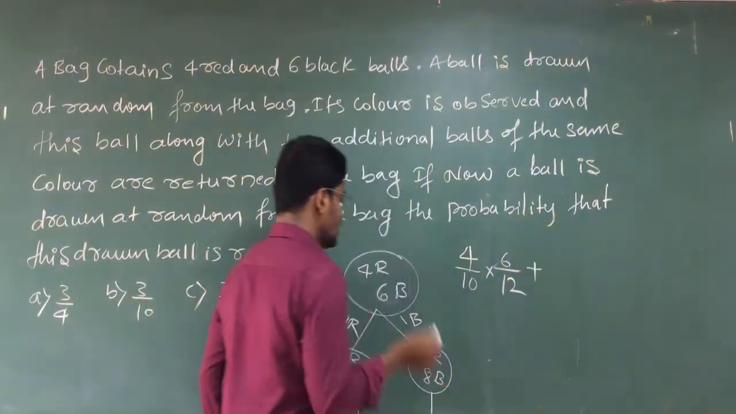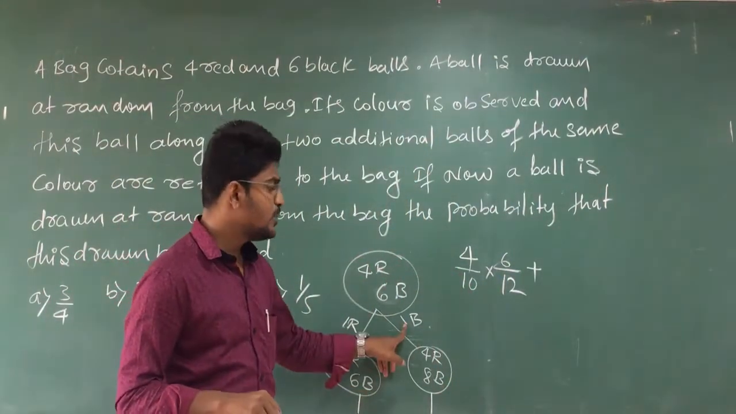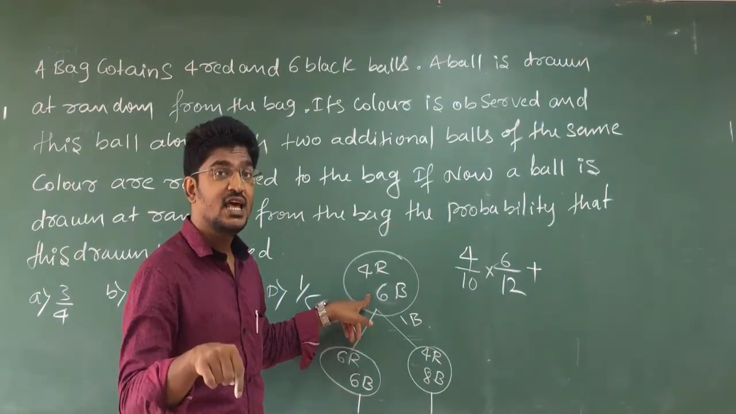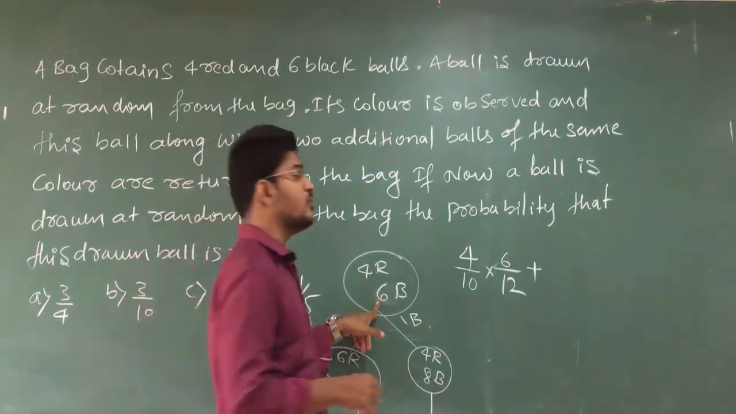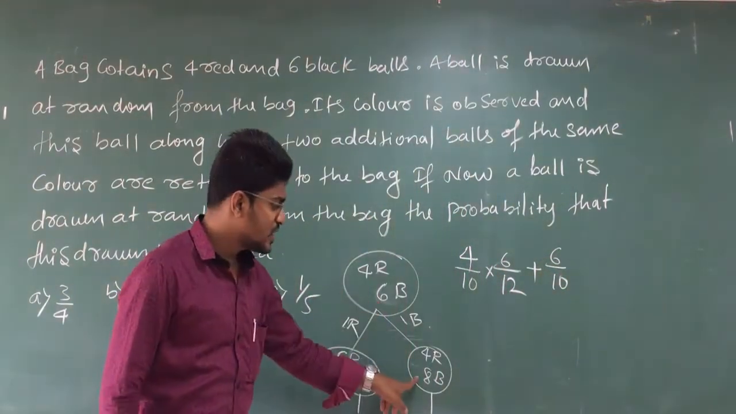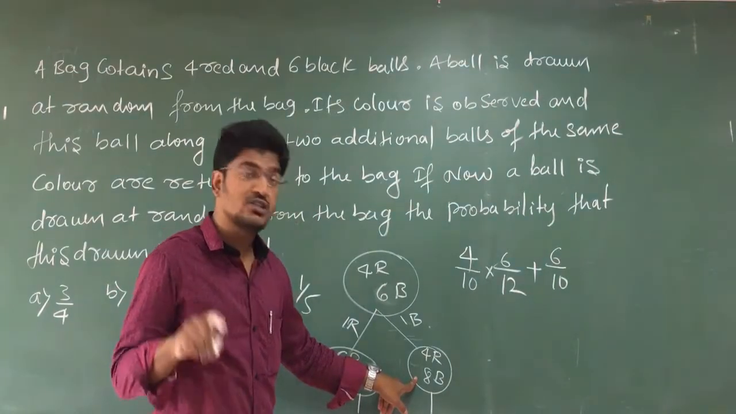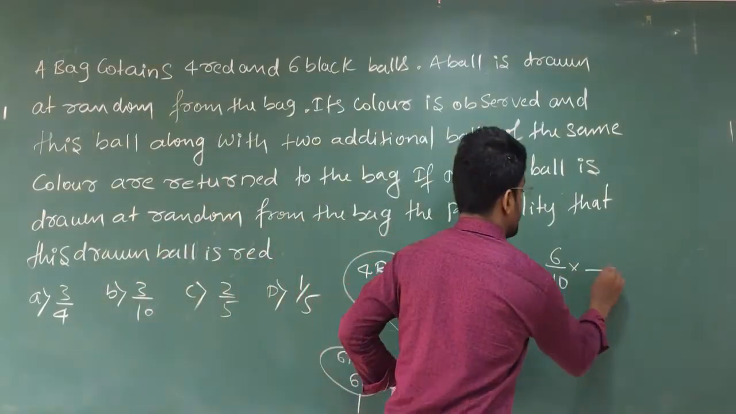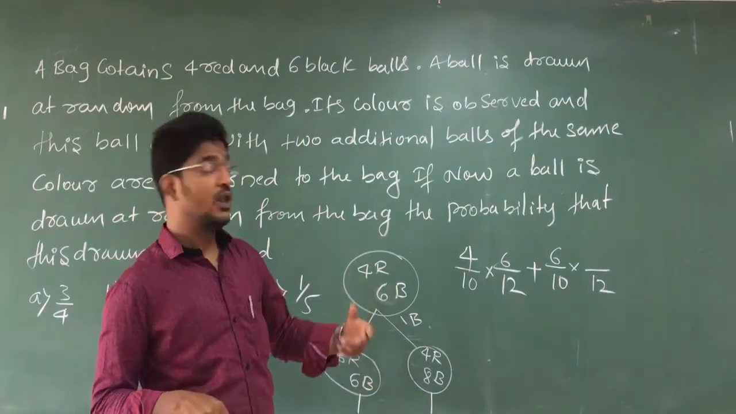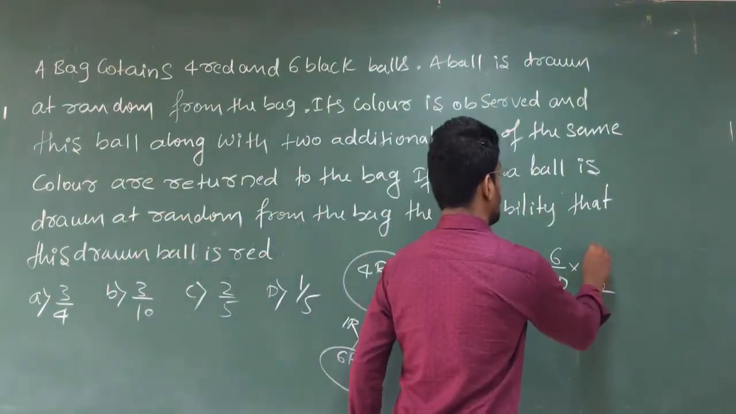Plus, what is the second case? 1 black ball. Total number of balls is 10. Out of that, 6 are black balls, that means 6 by 10. Next, here how many total balls? 12 total balls. Out of 12, they are taking a red ball, that means it is 4.